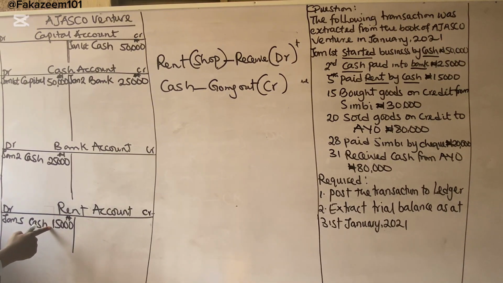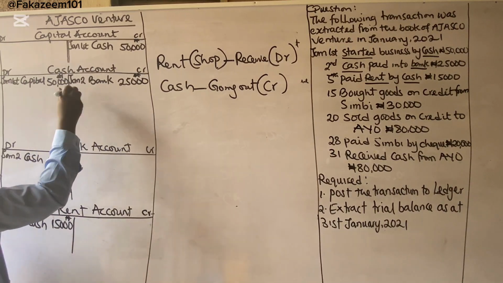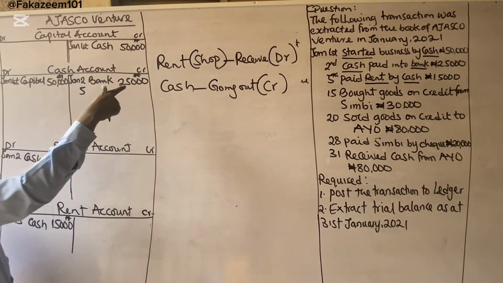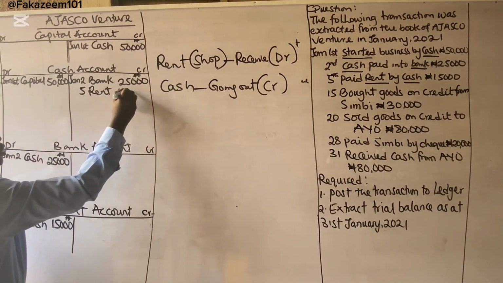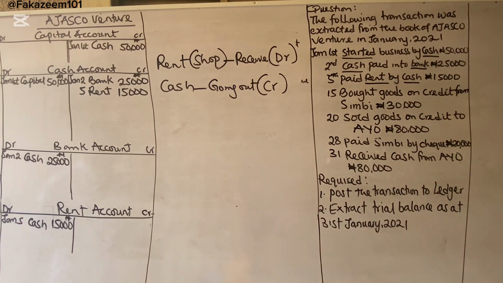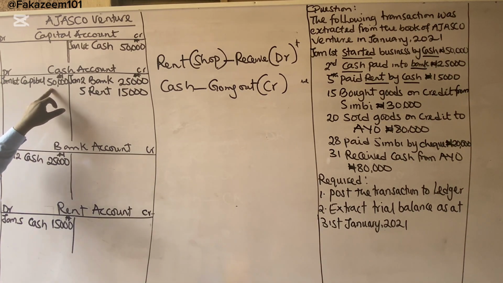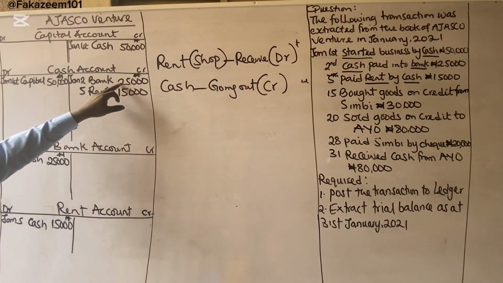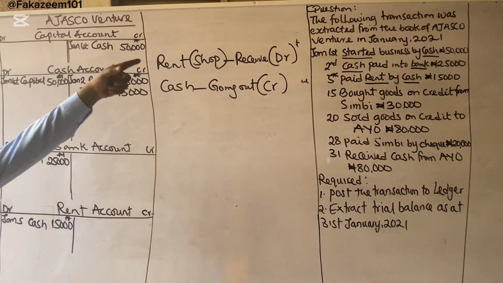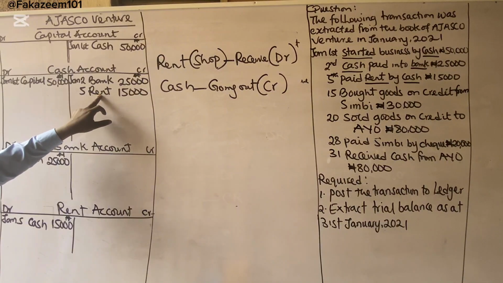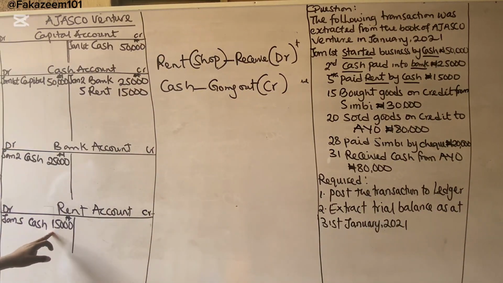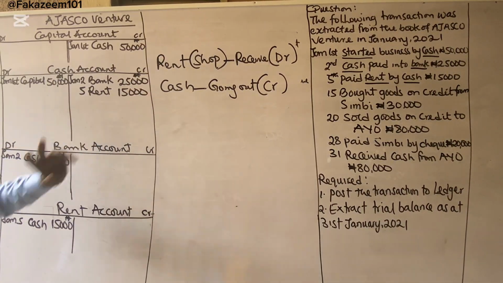For every debit entry, there must be a corresponding credit entry. Now, cash is going out. For what purpose? Rent. How much? 15,000. Now, let's look at it in practice. The business has cash of 50,000 on the 1st of January. 25,000 goes out, they deposit 25,000 to the bank. And at the same time, out of the 25,000 that is left, 15,000 has been used to pay for rent. Debit rent and credit cash.